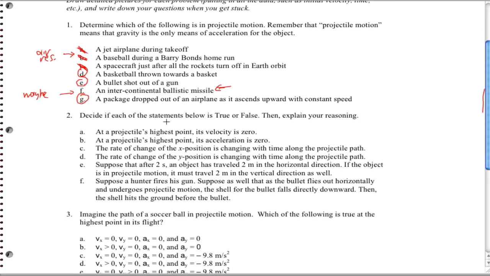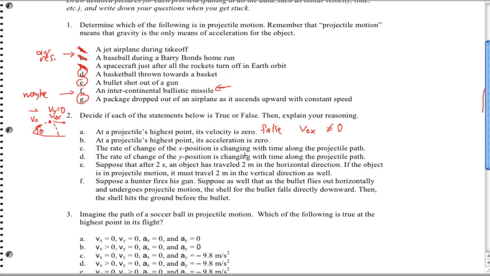Question number 2. Decide if each statement below is true or false and explain your reasoning. At a projectile's highest point, its velocity is 0. False, because v naught x is not equal to 0. When you launch a projectile, it goes into the air and then it lands. When it starts off, at an angle theta, you've got v naught as its speed. But when it reaches the top, yes, Vy equals 0, but v naught x remains unchanged.